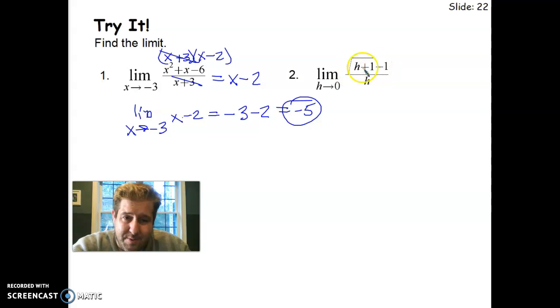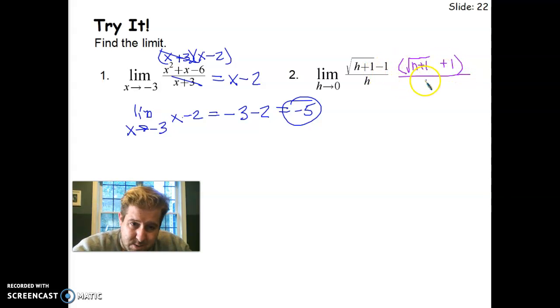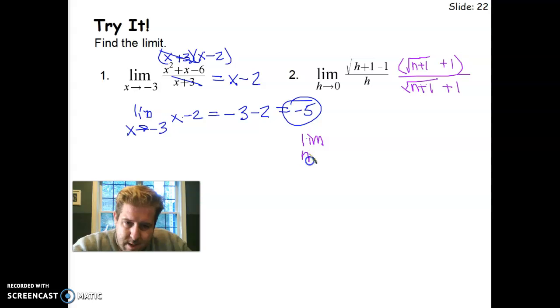Now, what makes this question a little bit more difficult over here, number 2, is once again, we have this binomial, and we're going to multiply it by its conjugate, which is the square root of h plus 1, plus 1. Which is the opposite of negative 1. And we're going to multiply the bottom by the exact same thing because anything over itself is 1. So technically, I'm just multiplying this function by 1 as long as I do the same to the top and the bottom. So the limit as h is approaching 0.